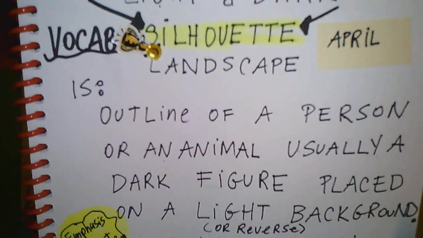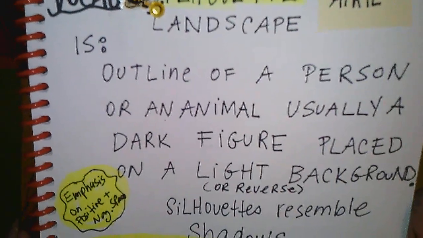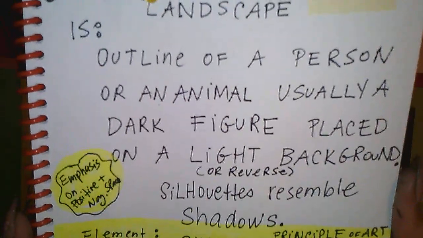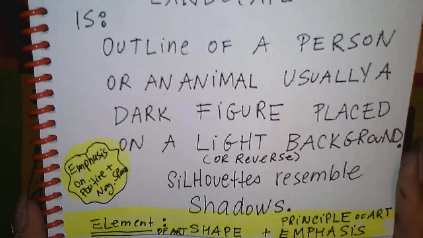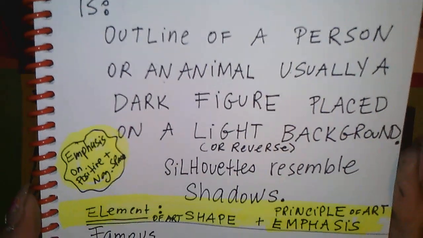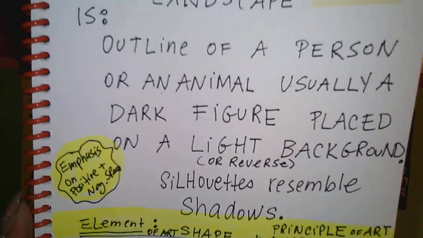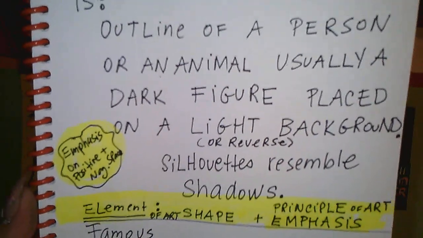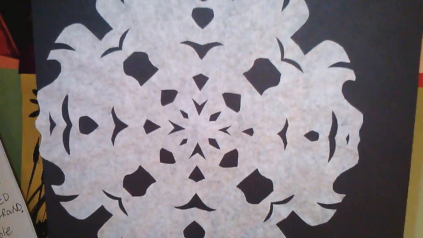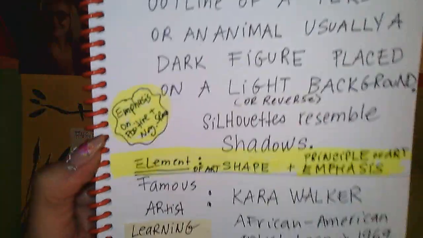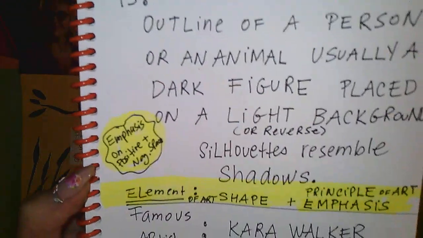Silhouette landscape. It is an outline of a person or an animal or an object, usually a dark figure, placed on a light background, or it can be a reverse. It can be a white figure or object on a dark background, just like here, a light snowflake on a dark background. It can be vice versa.